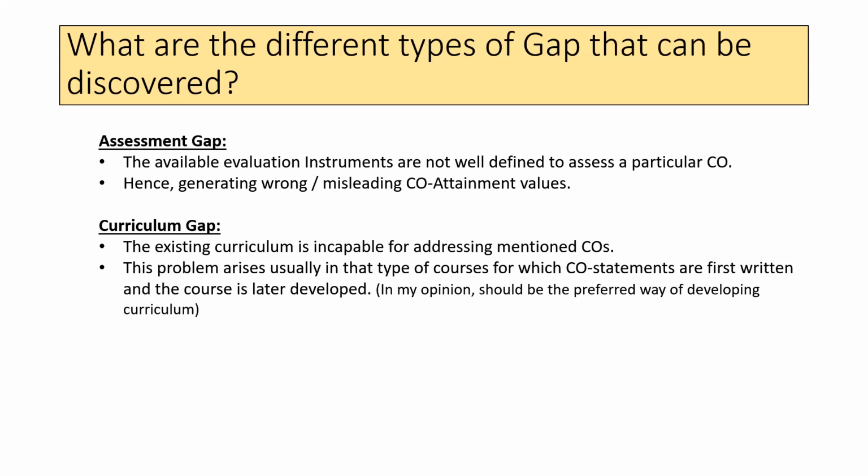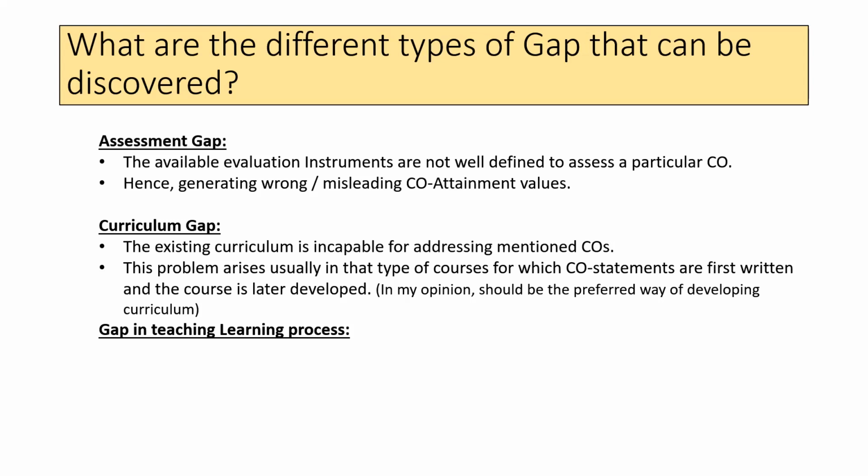These kinds of things usually occur for courses where CO statements are written and then the curriculum is developed. Usually, most of the time, people write the syllabus and then write their COs. But in OBE, you are supposed to first write the outcomes and then develop the curriculum. And that is the most preferred way, also, in my opinion. So in that case, you can have a curriculum gap, where the curriculum is not capable of addressing the COs.